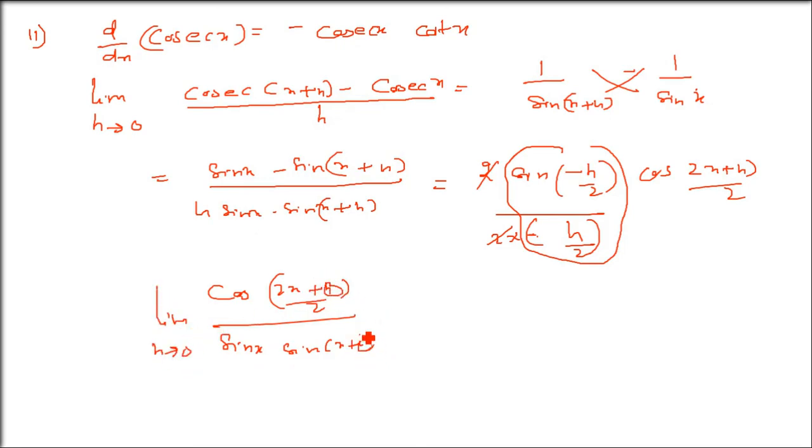Negative is already there, I'm not writing negative, I'll just write negative. Let me solve this. H is 0, 2x by 2 is x, so cos x, and in the denominator sin x times sin(x plus h), where h is 0, so sin x will come only. So cos x by sin x. So cos x by sin x is cot x, and 1 by sin x is cosec x.